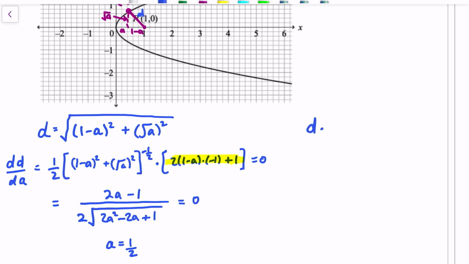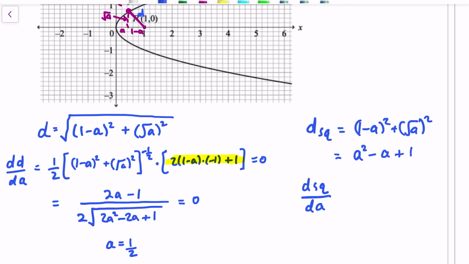So I could call it distance squared, which is equal to a squared minus a plus 1, and then I just differentiate this with respect to a. 2a minus 1 equals 0, a is a half. Much easier.